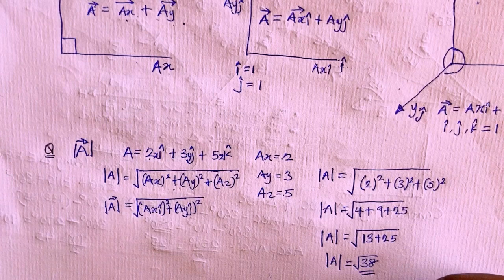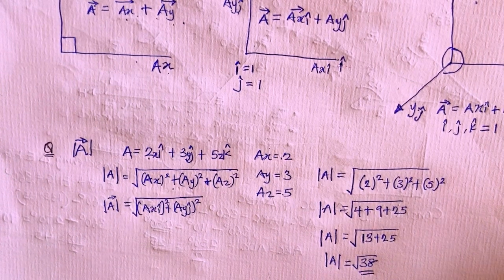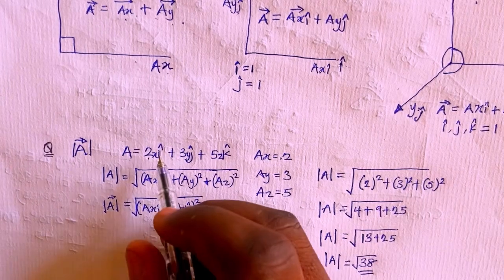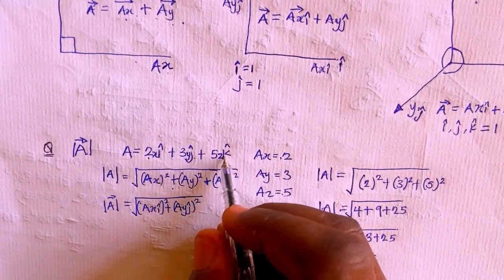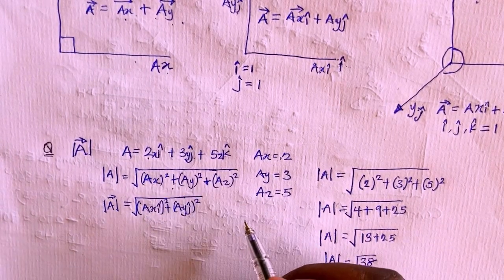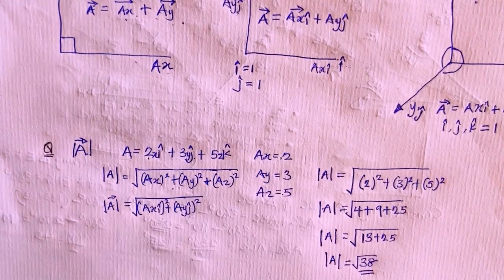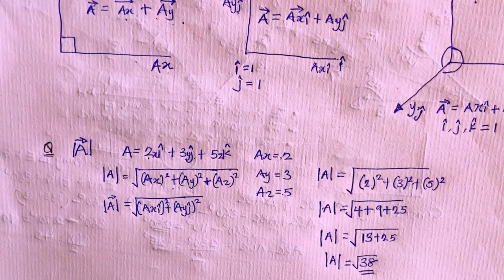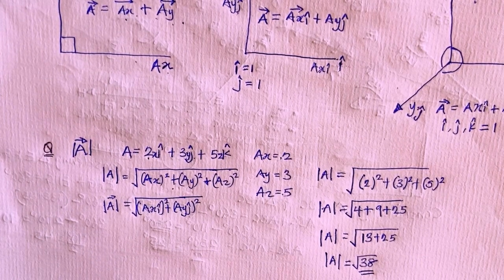So that's just it. Whenever you are asked to calculate the magnitude of a vector, you don't need to take into consideration the unit vector of each component, right? And also the magnitude doesn't take into consideration the sign in front of the vector. That means it doesn't take into consideration the direction of the vector.